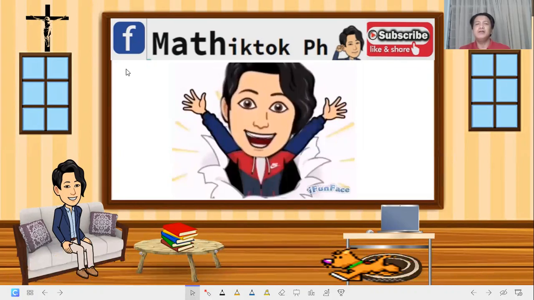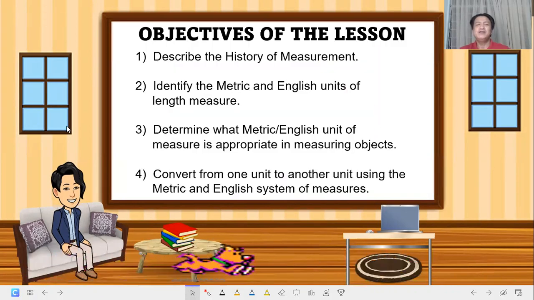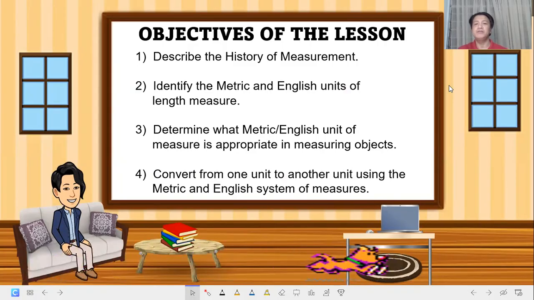Hello students, happy learning. So with that, our objectives of the lesson: first, describe the history of measurement. Second, identify the metric and English units of length measure. Third, determine what metric or English unit of measure is appropriate in measuring objects. And last, convert from one unit to another unit using the metric and English system of measures. Ito po yung kailangan natin matutunan or ma-master this week.